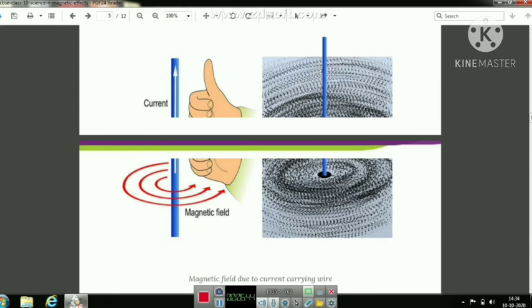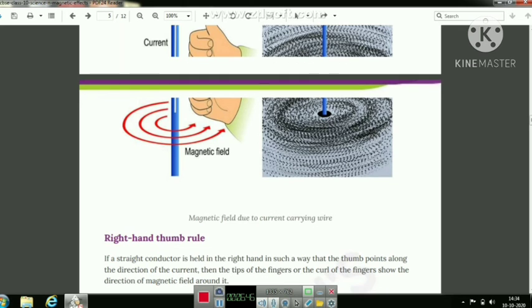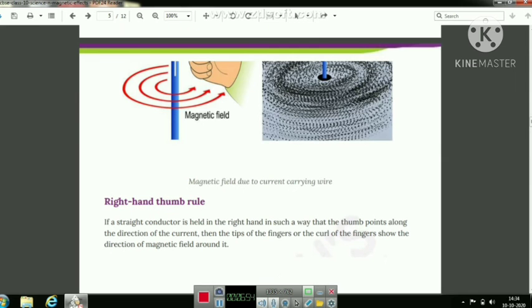Thus, from this the right hand thumb rule is explained. Then what is the right hand thumb rule? If a straight conductor is held in the right hand in such a way that the thumb points in the direction of the current, then the tips of the fingers, or the curl of the fingers, show the direction of the magnetic field around it.